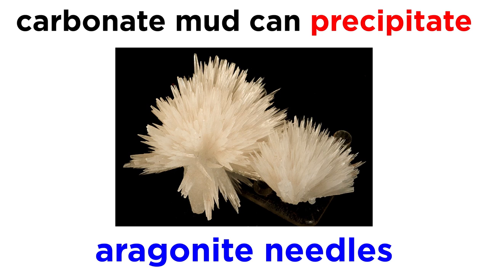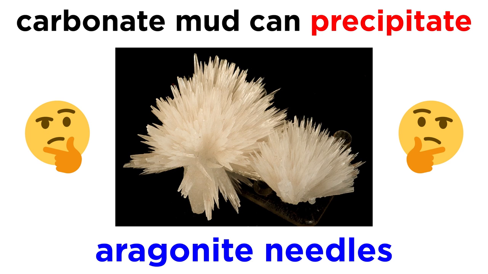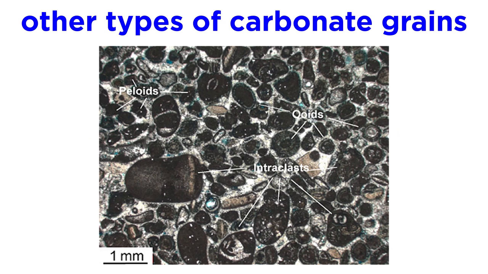However, carbonate mud has been observed to inorganically precipitate in modern marine environments in the form of aragonite needles. Geologists are uncertain as to exactly how much of the carbonate mud in the rock record was inorganically derived. Carbonate mud can take on different morphologies, making the basis for several other types of carbonate grains.